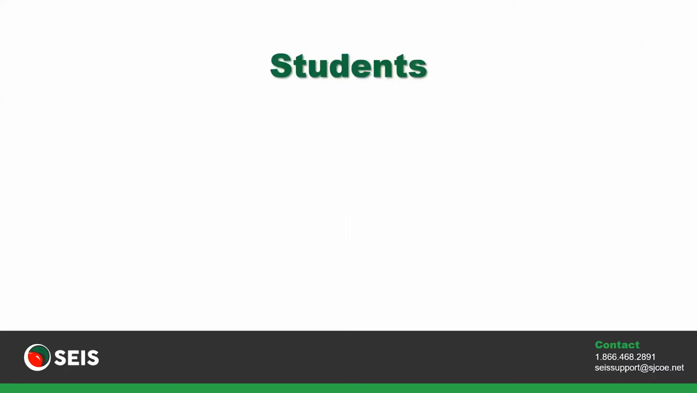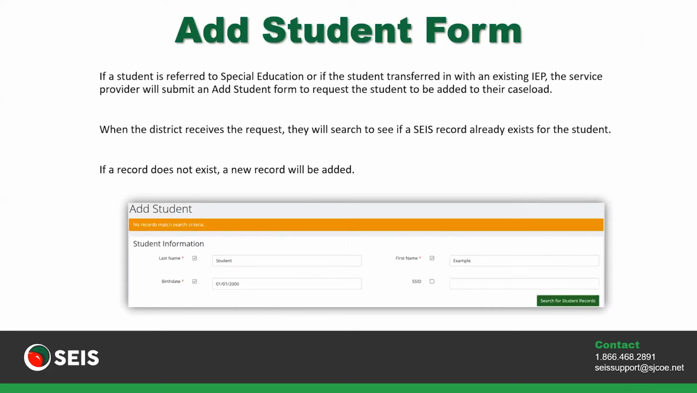All right, so now let's get into students, as this is where it all starts, with the Add Student form. So whether the student is just referred to special education or they transferred in with an existing IEP, the provider is going to submit the Add Student form to request to have the student be added to their caseload. And then at the district level, we are going to look to see if this record exists anywhere in SACE or if we need to create a new record.